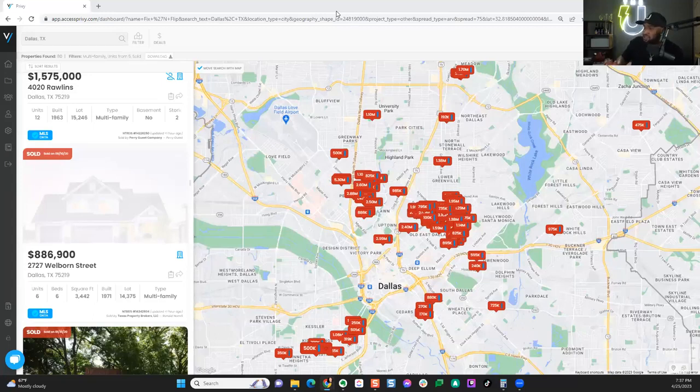Because of the tide changing in the market, there are so many deals available literally right now to do and make profits on these types of deals. That's the spot to focus. All right, that's the spot to focus, guys.